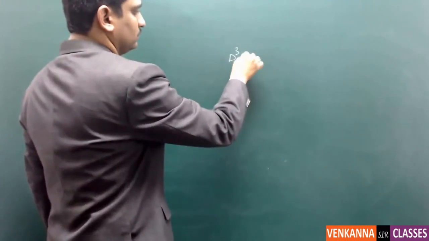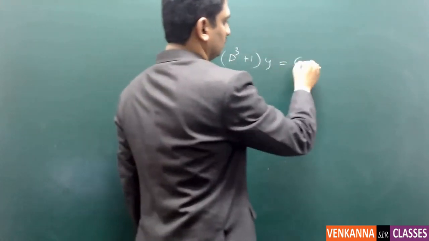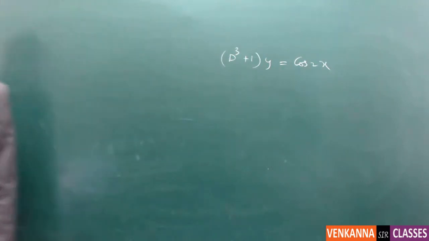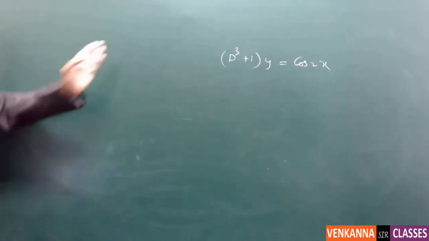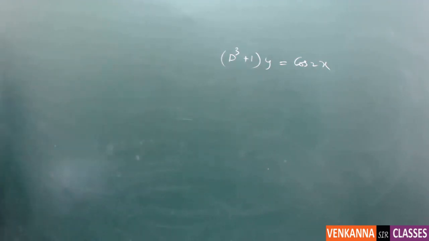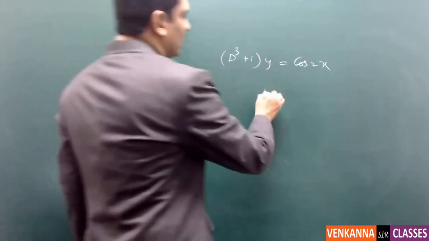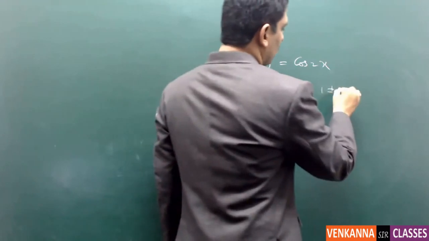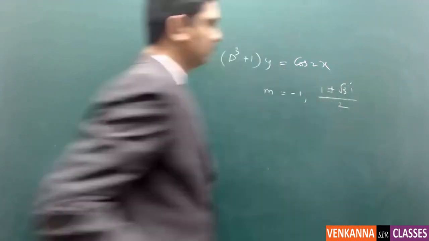So take the problem: D cube plus 1 of y equal to cos 2x. Please find yc, then yp. So it is nothing but m cube plus 1 equal to 0, a cube plus b cube formula. So the m values will come as minus 1 and 1 plus or minus root 3i by 2.